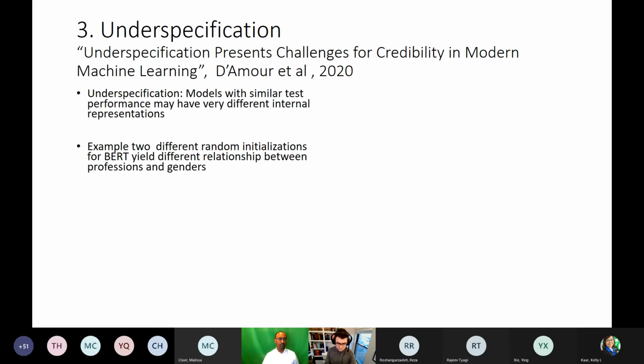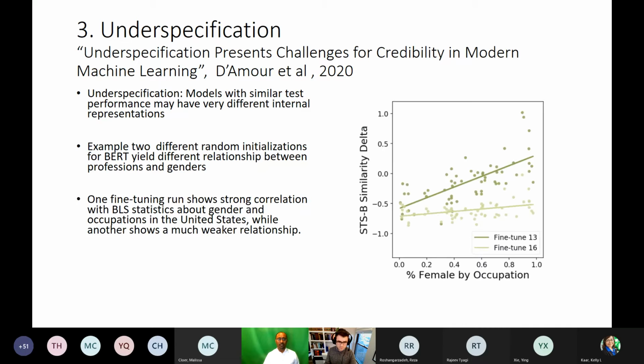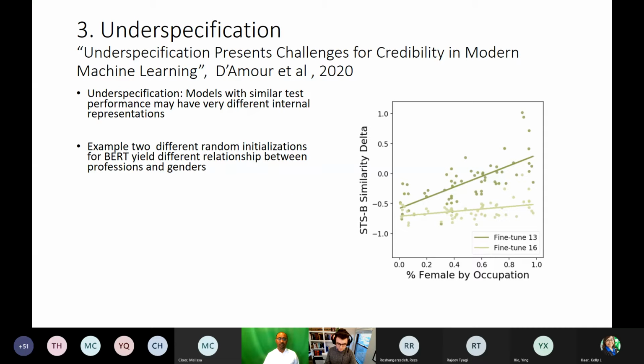So for example, we have two different random initializations of a transformer model called BERT, and that will yield very different relationships between, say, the gendered nature of different occupations. I'm not sure I have enough time to get into this in detail, but suffice to say, two different random initializations learn different representations, which lead you to different conclusions, which is a cause for worry.